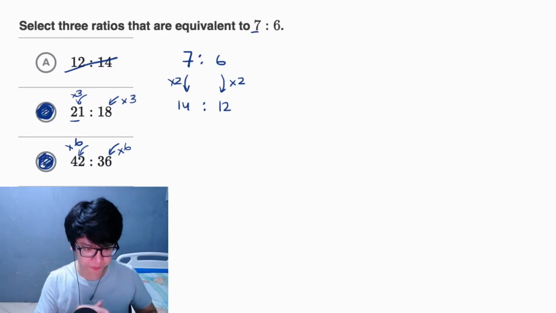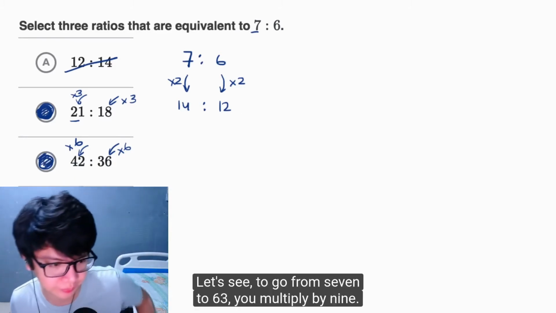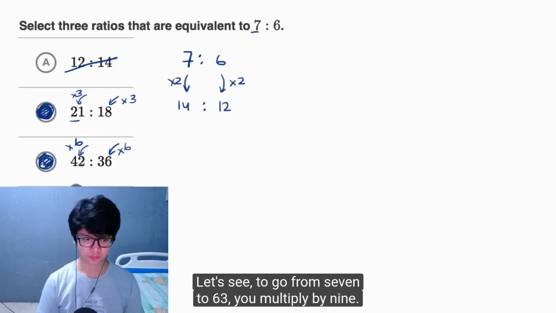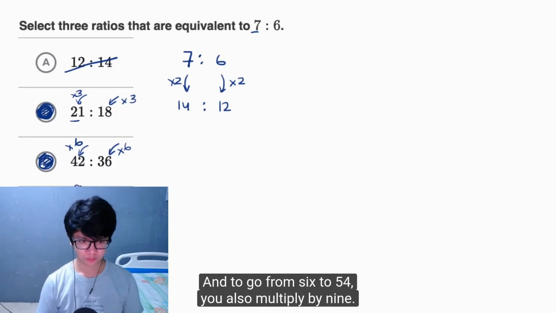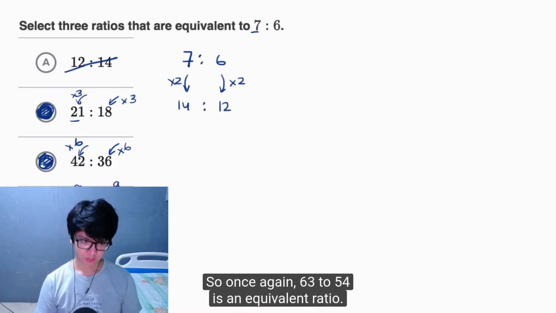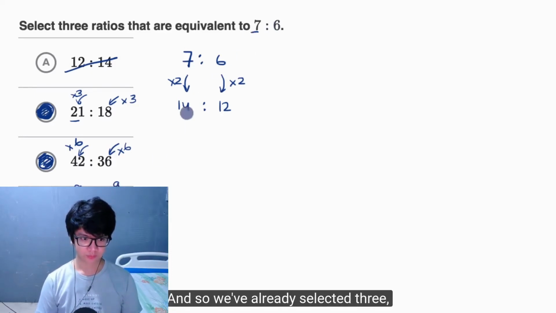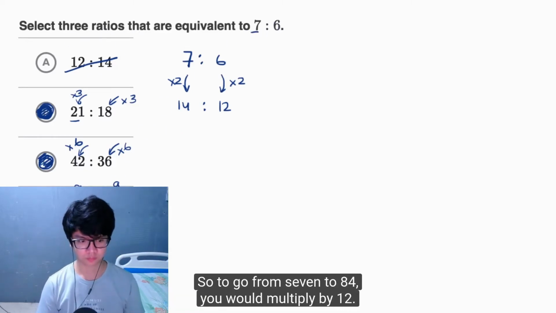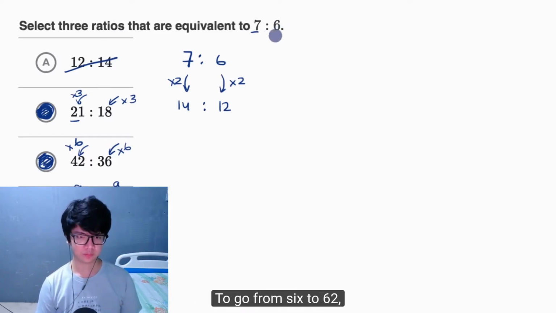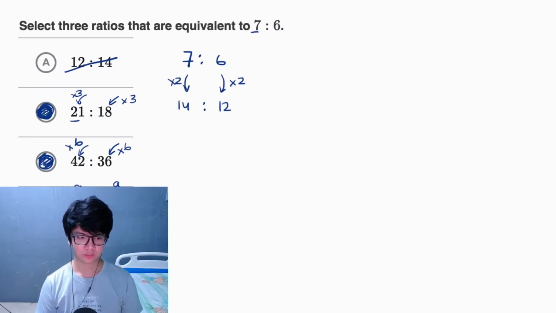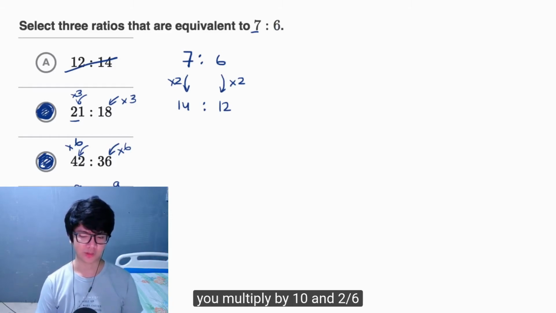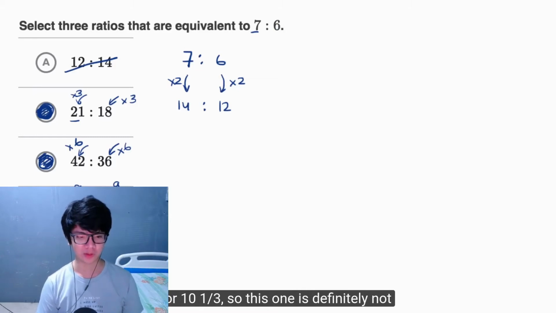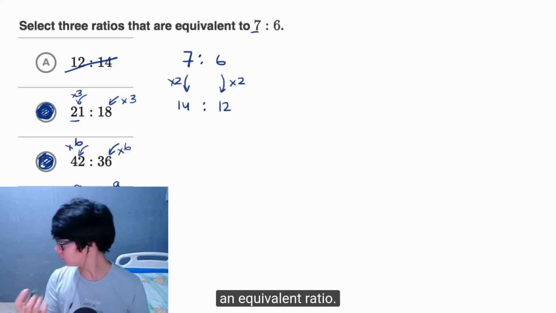63 to 54. Let's see, to go from 7 to 63, you multiply by 9. And to go from 6 to 54, you also multiply by 9. So once again, 63 to 54 is an equivalent ratio. And so we've already selected 3, but let's just verify that this doesn't work. So to go from 7 to 84, you would multiply by 12. To go from 6 to 62, what was it? You'd multiply by 10 and 2/6 or 10 and a third. So this one is definitely not an equivalent ratio.